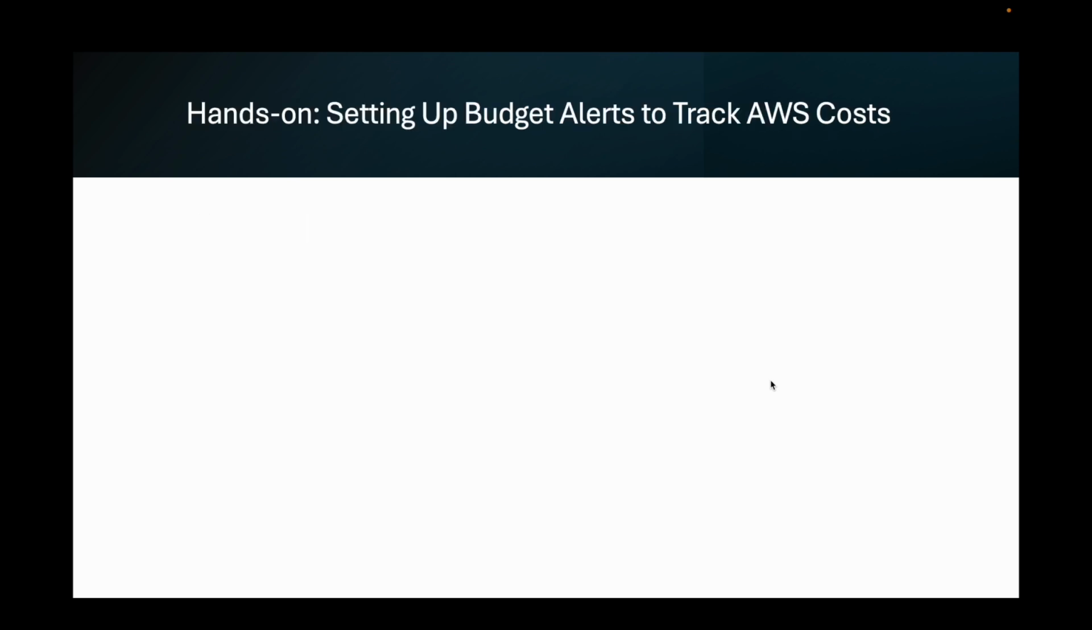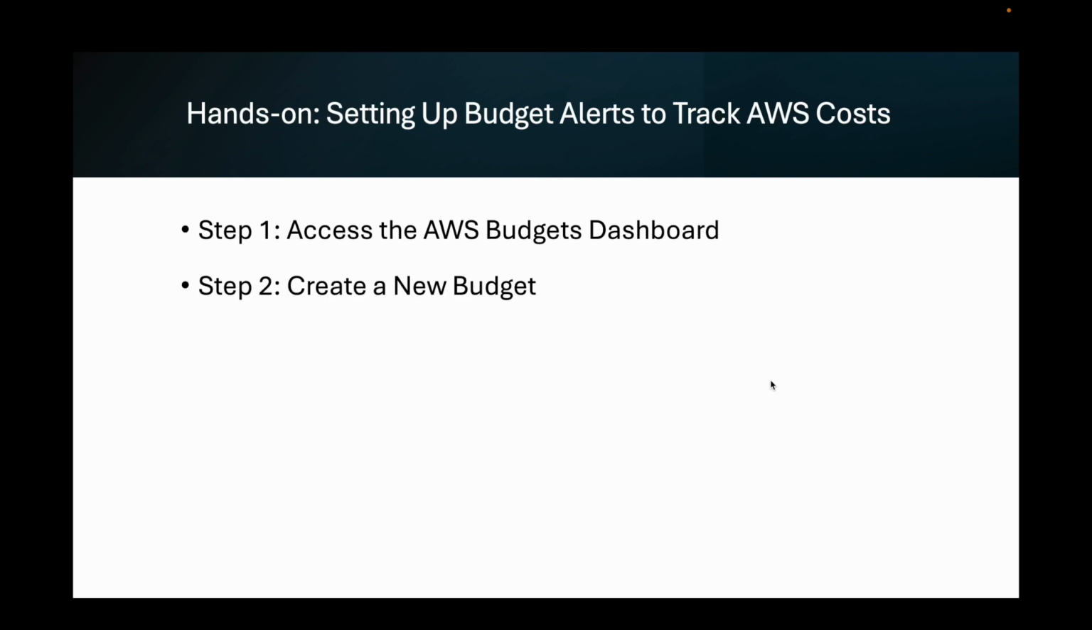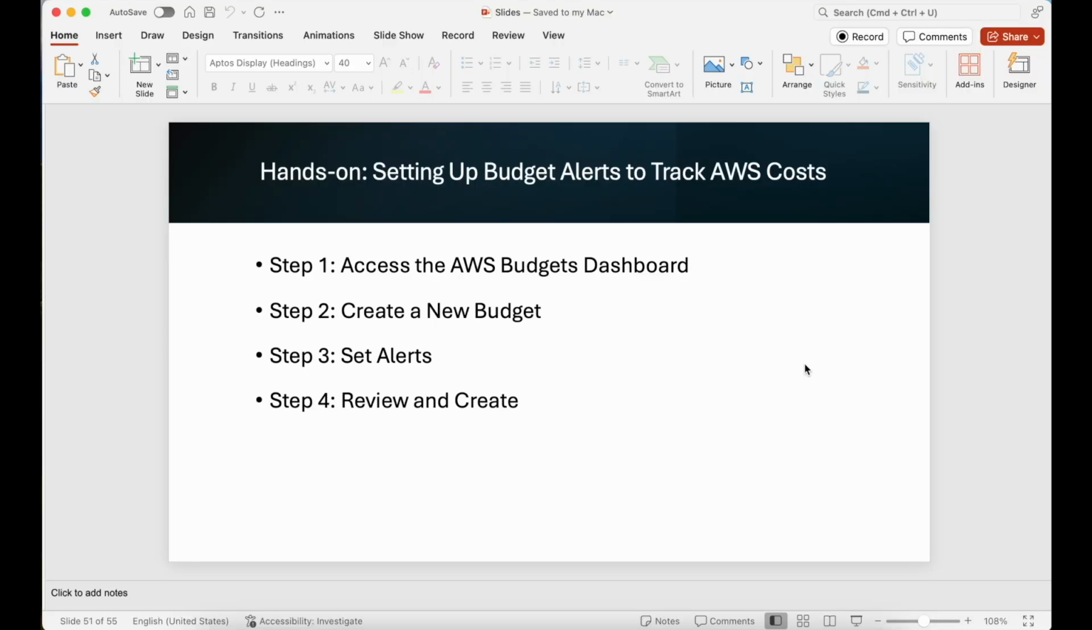Let's jump into a hands-on exercise on setting up a budget alert to track AWS costs. In this particular exercise, we're going to do step one, which is access the AWS Budgets dashboard. We're going to create a new budget. We're going to set alerts. We're going to review and create an AWS budget. Step 1. Access the AWS Budgets dashboard.